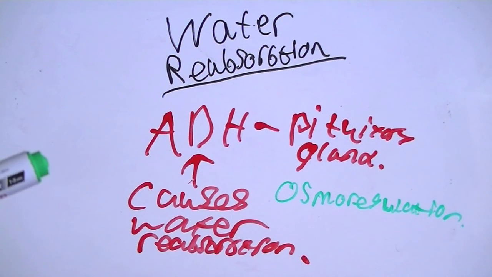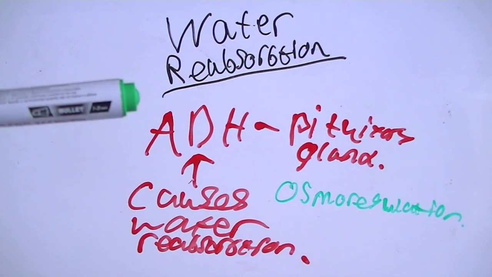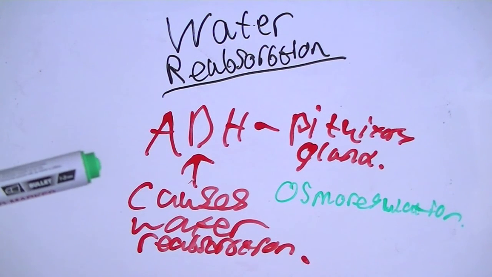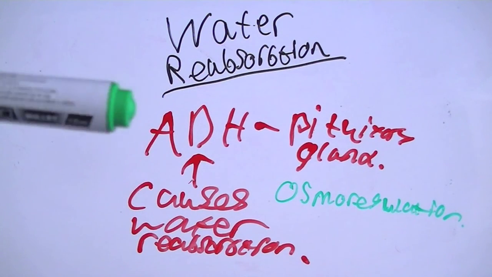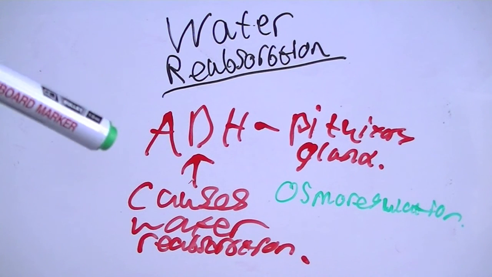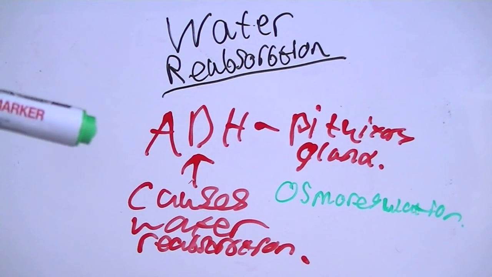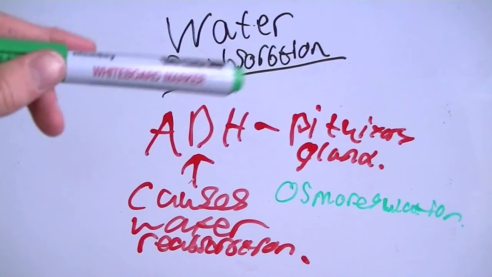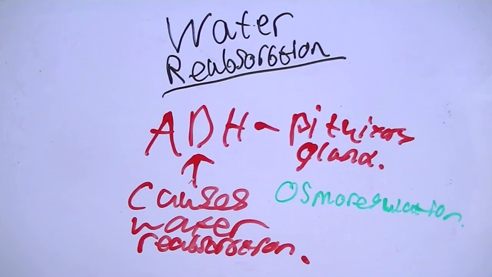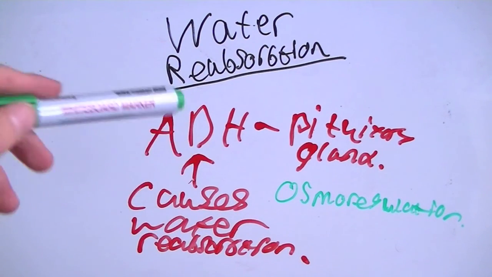However, if there's not much water in the blood, the body will release more ADH because ADH causes water reabsorption. So with more ADH, more water will be reabsorbed and your body will be able to supply itself with the energy it needs and will be able to respire correctly. Okay? So just remember that ADH causes water reabsorption. That's very important. And that's what controls the level of water reabsorption. So just remember, water is sometimes reabsorbed and ADH controls this.